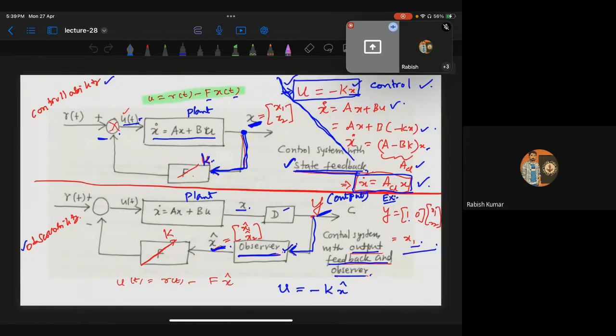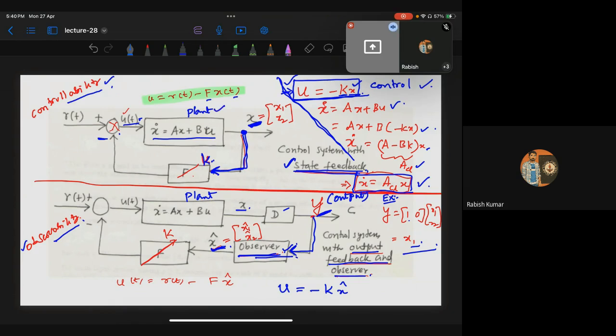So first one, what we are trying to do here is the state feedback design. For that, controllability is a must. Here we are trying to design the observer. For that, observability is a must. So first what we do is to find this K. So our system, the plant, must be controllable.